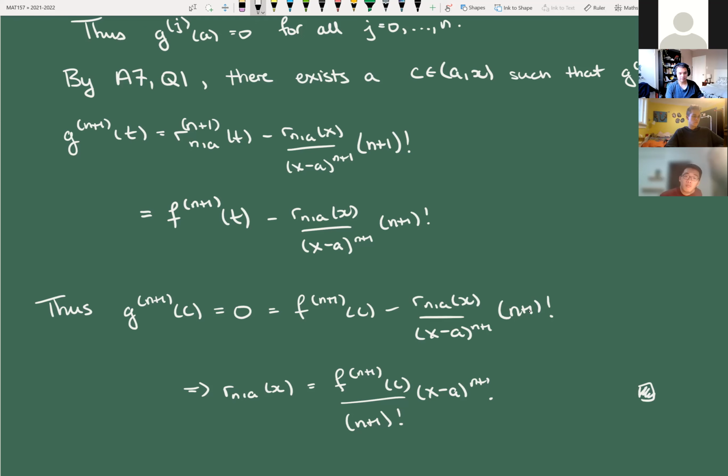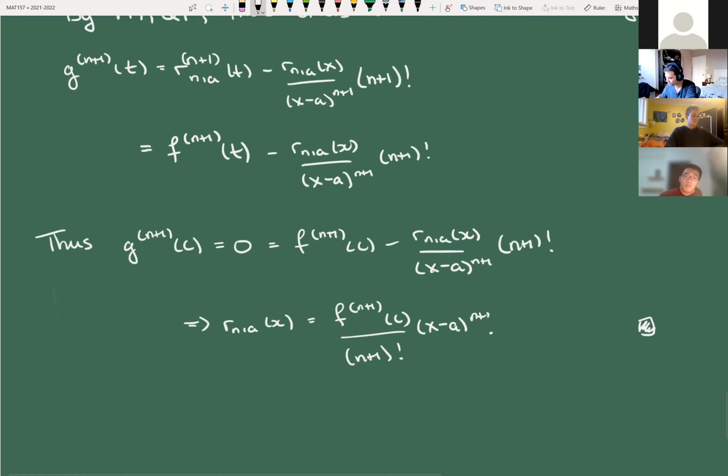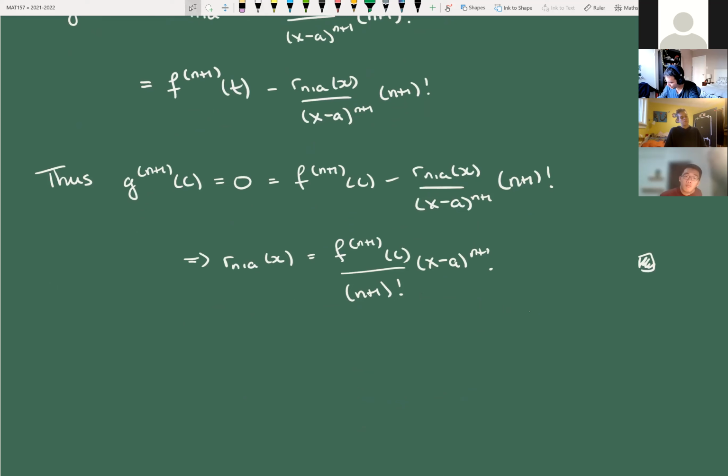Could you explain how I get f^(n+1)? Sure, absolutely. So, here's maybe just an aside. So R_{n,a}(t) is f(t) minus P_{n,a}(t), right? So that means that when we take n plus 1 derivatives, it's just linear, right? So we're going to take n plus 1 derivatives of everything.